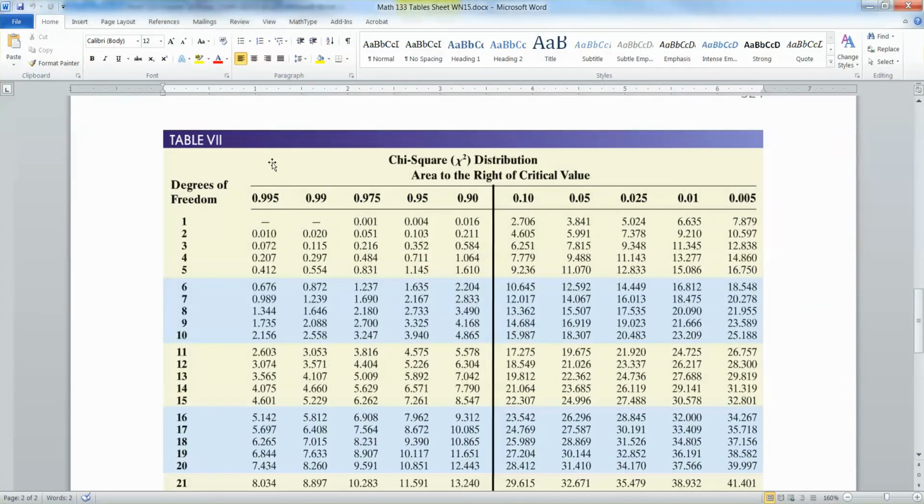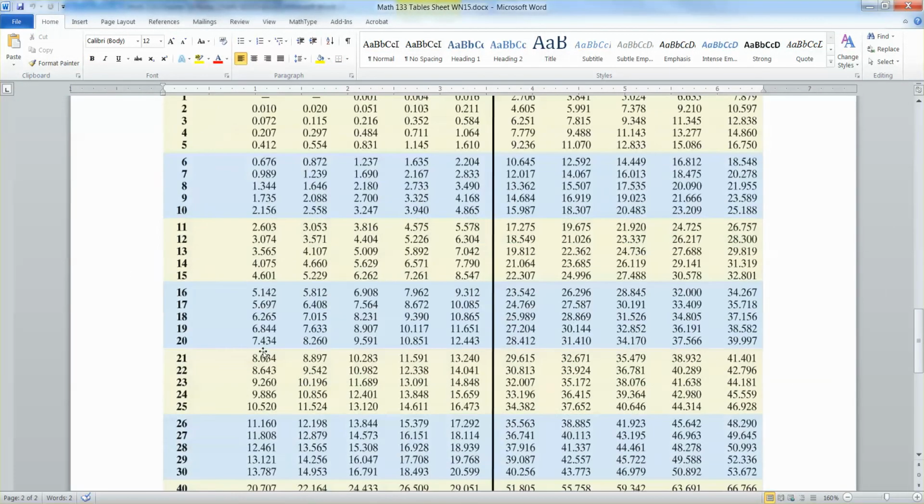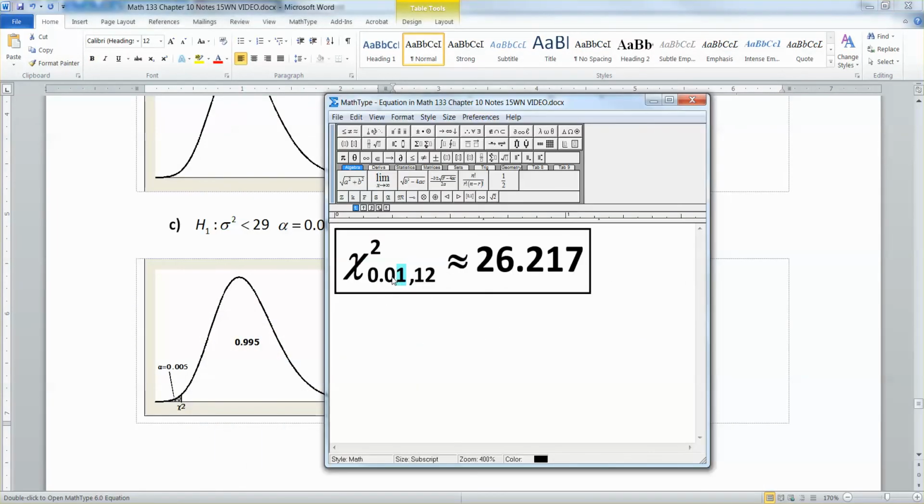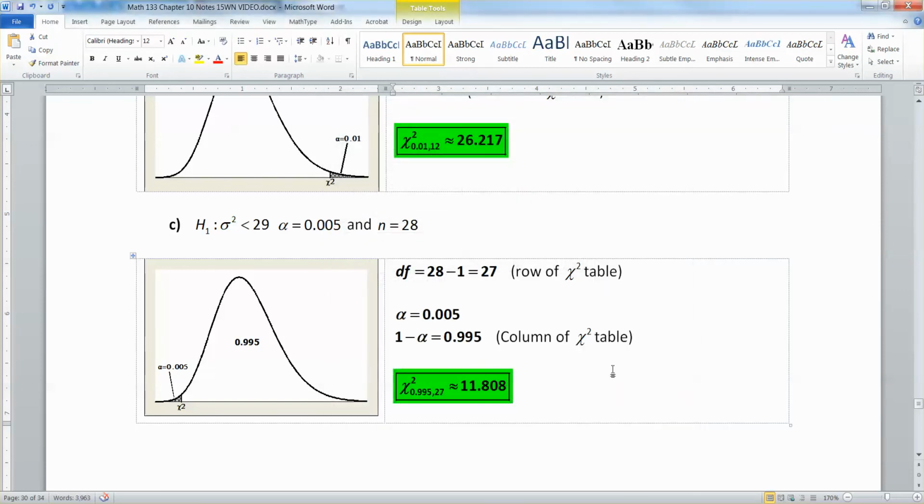Let's go grab the table. 0.995, row number 27 is 11.808. This would be 0.995, comma 27, and that was 11.808. And there we have it.